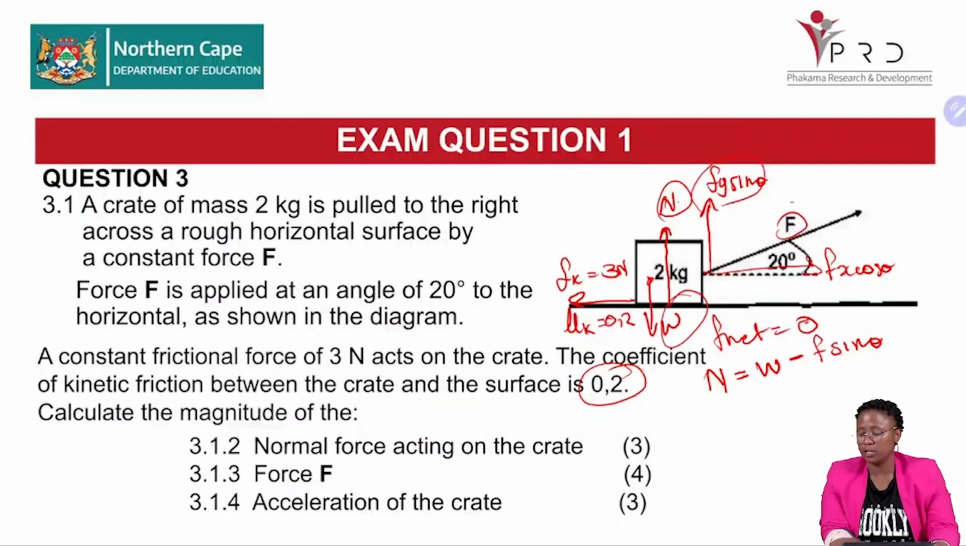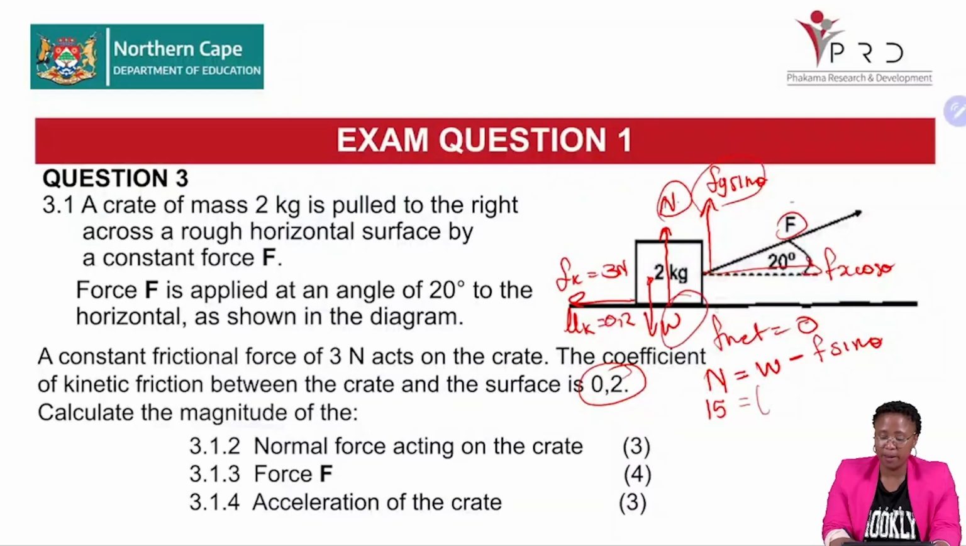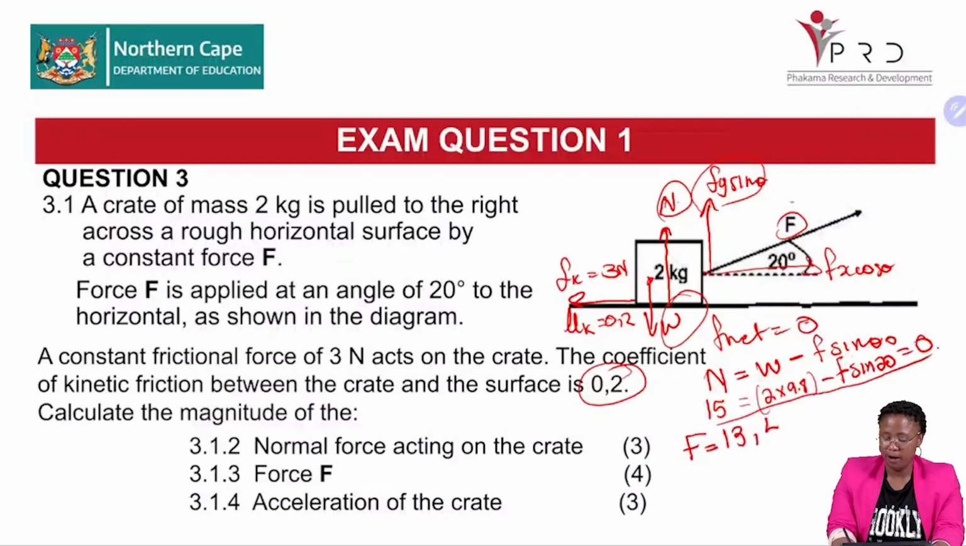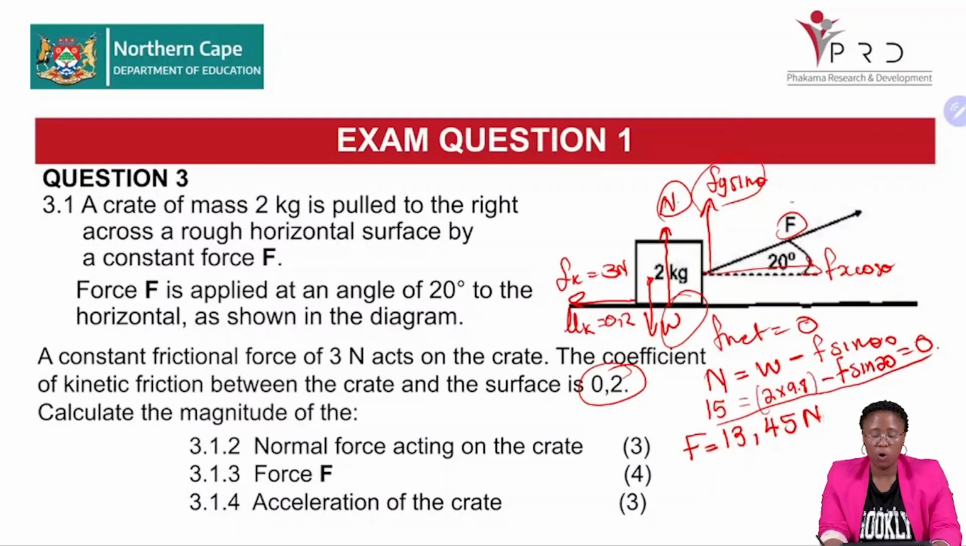We just calculated the normal force. Remember, we got 15, so you're going to put your 15 here, which equals the weight, which is mg, so m is your 2, which is the mass, g is your 9.8, minus F, which is what I'm looking for, times the sine of the 20 degrees that I have, equals 0. So the moment you have all of that, what is remaining now is just to solve for F, and if you have solved for F correctly, you should get the answer as 13.45 newtons. I hope you guys got it correct. All right, I know you got it correct.